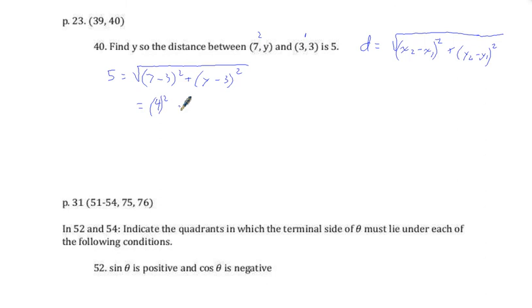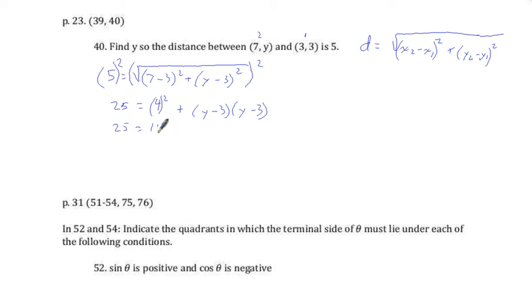And this is going to be y minus 3 times y minus 3. In this first step, I do want to get rid of the square root, so I'm going to square both sides of the equation just to get rid of the radical right from the beginning and make things easier to work with. So I have now 25 equals this information.